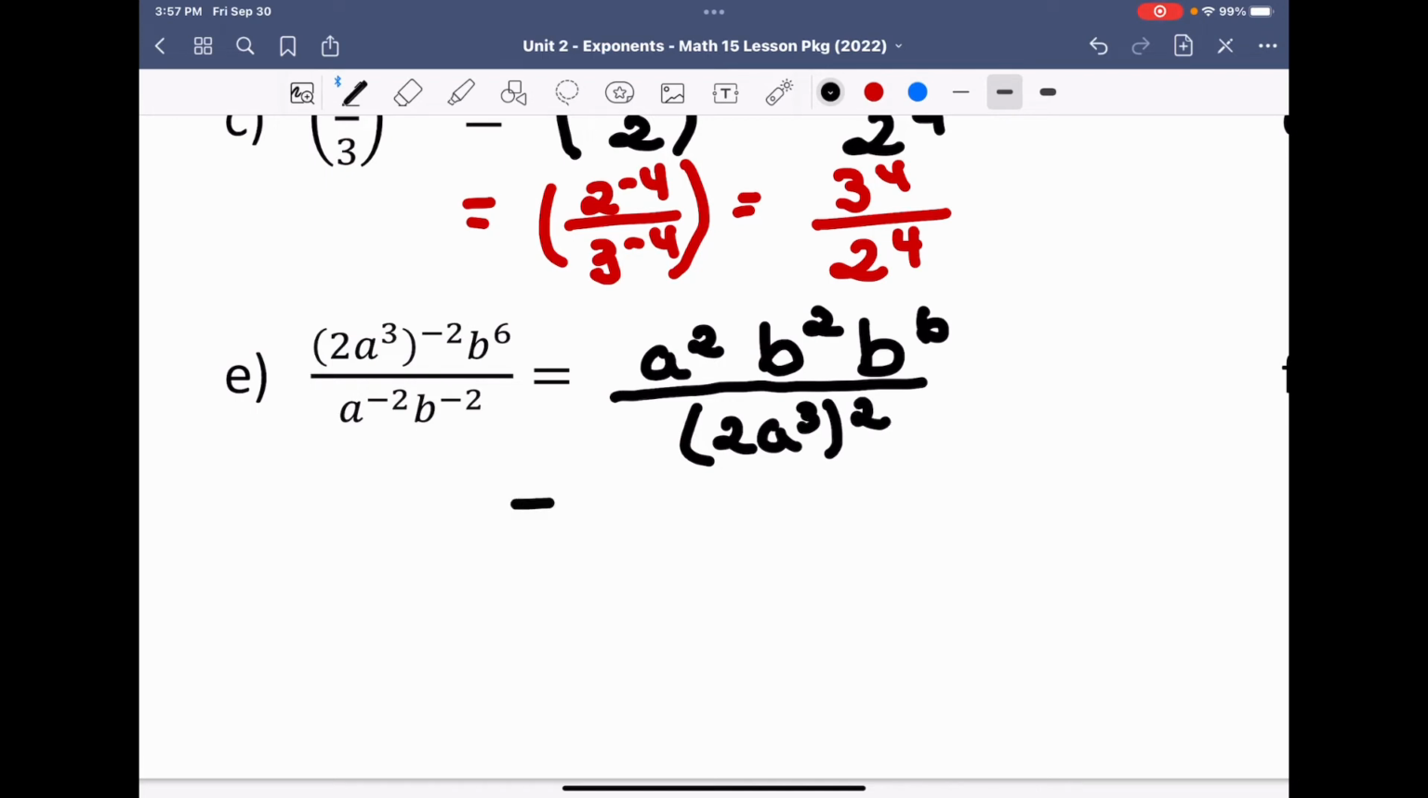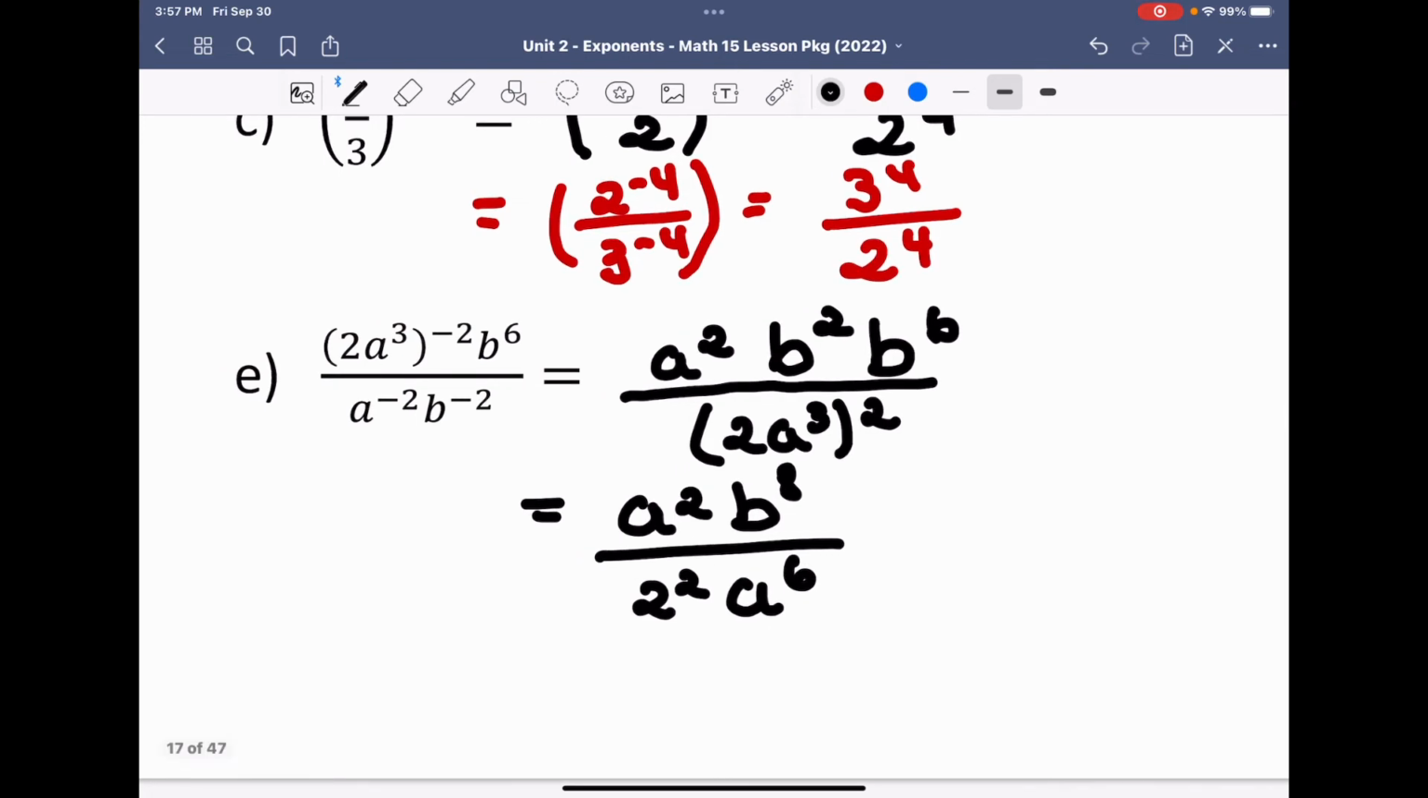So by product rule in the numerator, I can combine the b's and say I have a squared common base and add 2 plus 6, which gives me 8, all over I can distribute my squared to both terms here and make this 2 squared and a to the 3 times 2, which is 6. My next line of simplification would be a squared b to the 8 all over 4a to the 6.